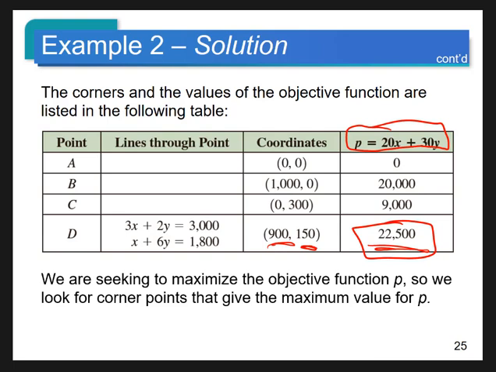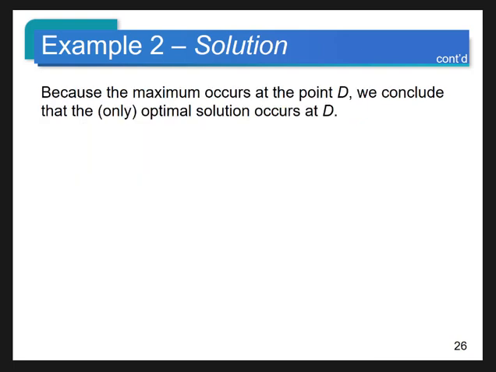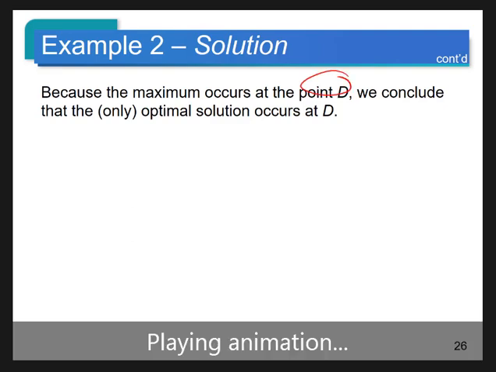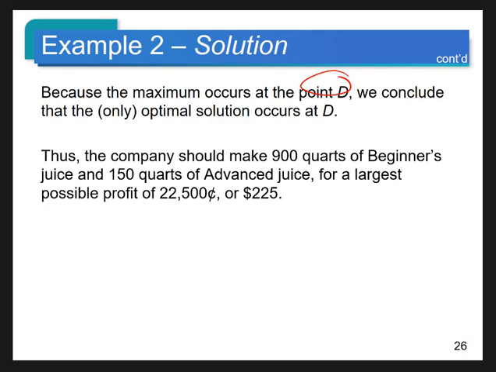So we're seeking to maximize, that's why we take the largest value. So because the maximum occurred at point D, we can conclude that the only optimal solution is point D. Remember I said if two of the corners give the same value, the same optimal solution, then any point along the side that connects those 2 points was going to give you that same value, and any of those points could be considered an optimal solution. Here it's only a single point, so that is the only optimal solution. So we're saying the company should make 900 quarts of beginner's juice and 150 quarts of advanced juice in order to get the largest profit of that $225.